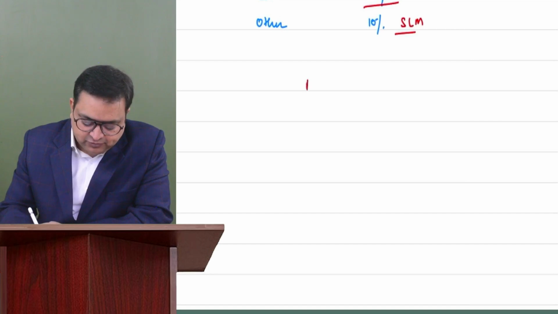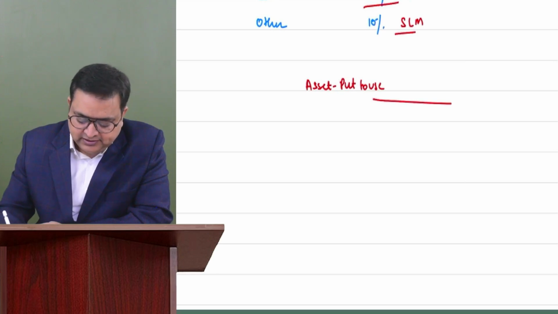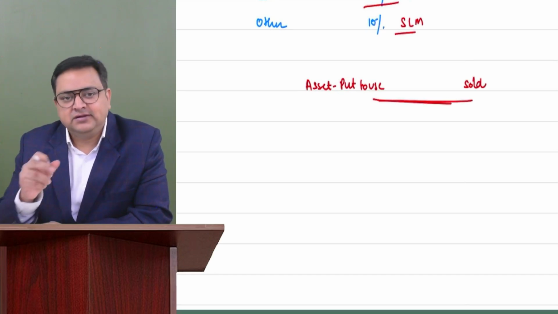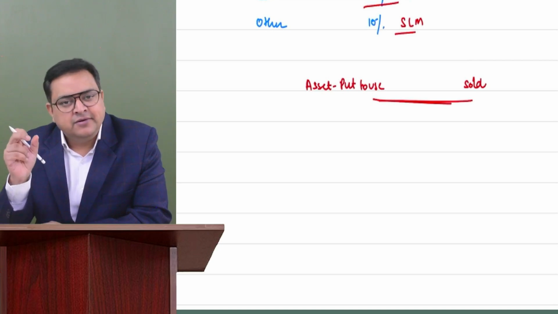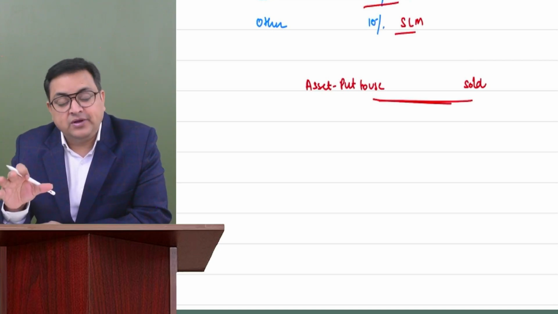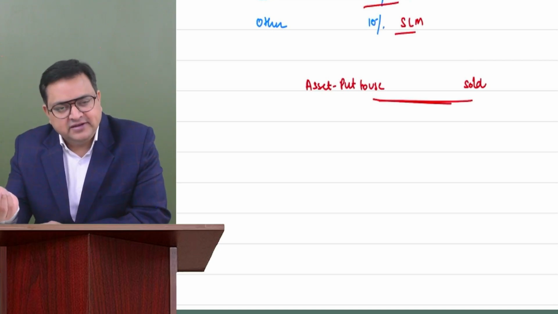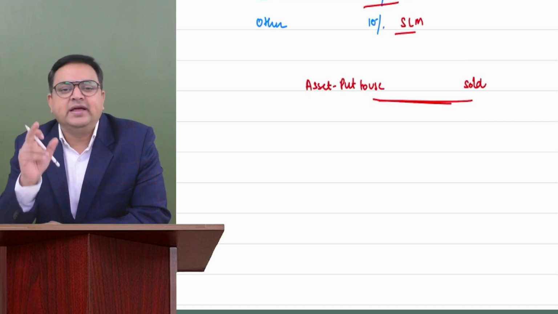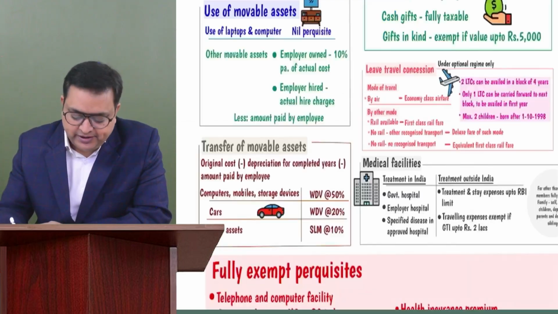From where will you be starting your number of years? See, when this asset was put to use by the employer, till it is sold to you, just see the number of years. And if it is completed years, then it's okay. But if it is completed plus some months, please ignore those months, only take completed years. Got it? So this is quite important for you.